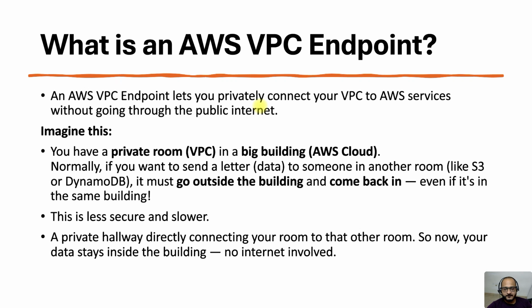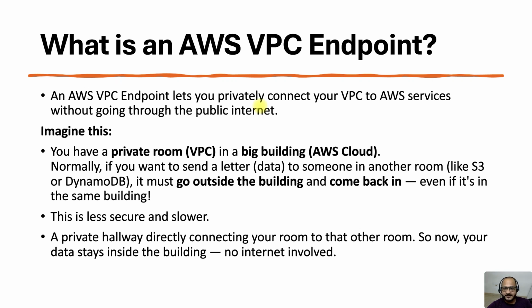Let's understand from one example. Suppose you have an EC2 instance in your private subnet and there is no internet access. Now you want to access your S3 bucket from this EC2 instance in the private subnet. So how can you access it? There are multiple ways. For that, basically, you have to allow internet access.